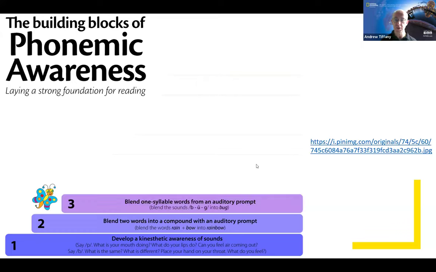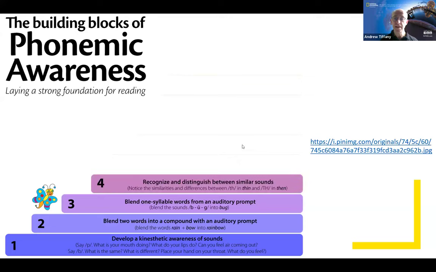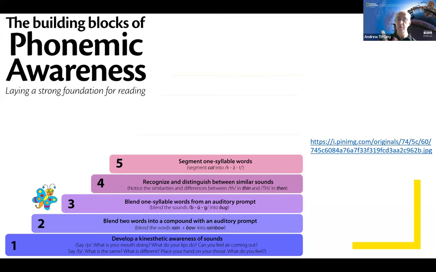Another one is one-syllable words. So then we're breaking or blending these things together as we did here. So bug, right? Then we're starting to recognize the different sounds and what's the same and what's different, right? I did a few of those sorts of things as well. So here we've got thin and then and how they're different, right? Segmenting words, so the reverse of number three, we take the word and we break it up.